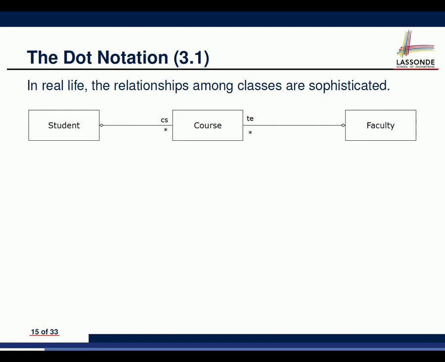Let's say we have the following 3 classes. It's complicated enough. We got student, we got course, and we got faculty. Let's read it together. You can see the cursor here. Every student has 0 or more courses as their courses. I just call it CS. Symmetrically, every faculty has 0 or more courses as their teaching. I just call it TE, right?